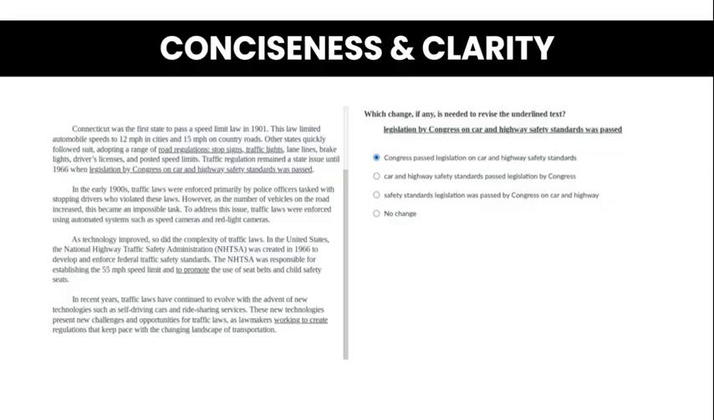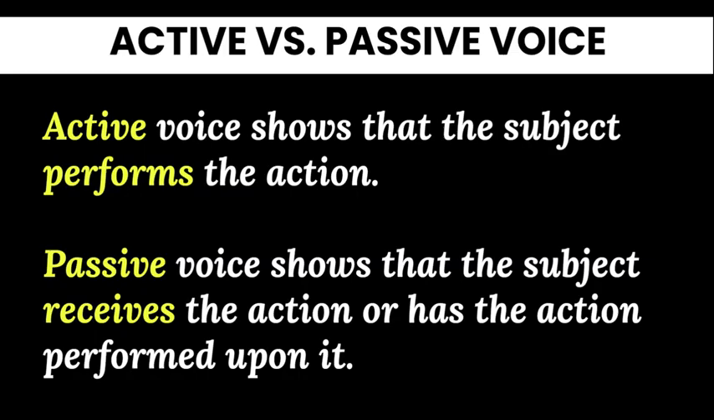But when we're talking about conciseness and clarity, there are really two grammar skills that are at stake here. So we're going to talk about two specific grammar skills that are involved in answering this type of question on the benchmarks, the EOC, and the ACT. And the first skill is using active voice versus passive voice.